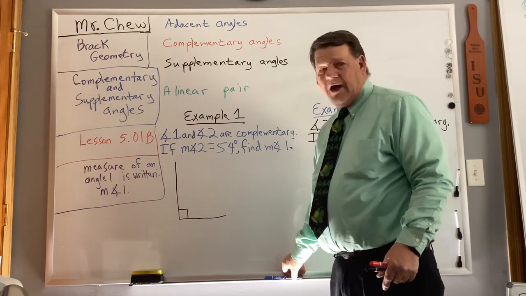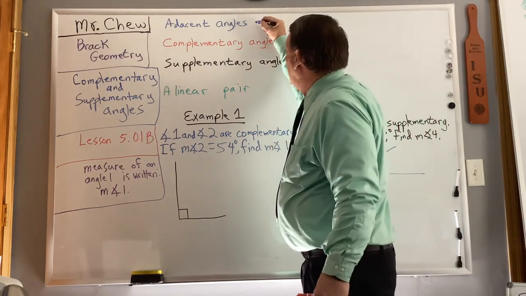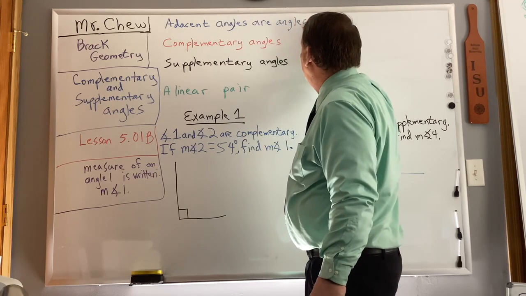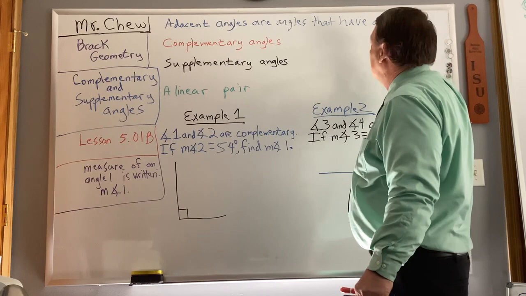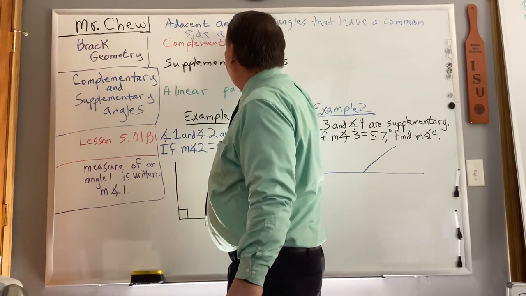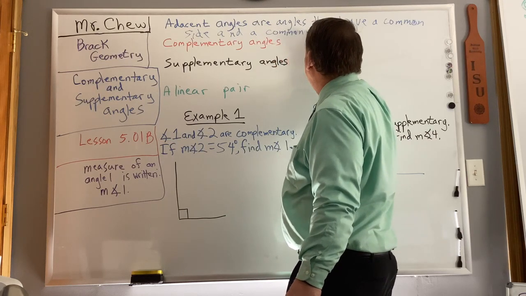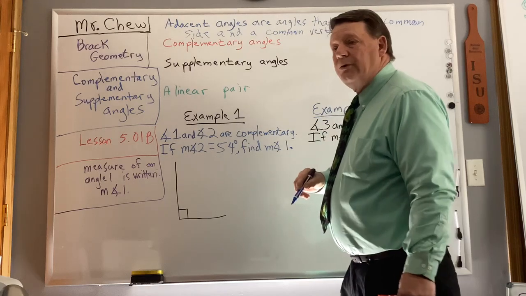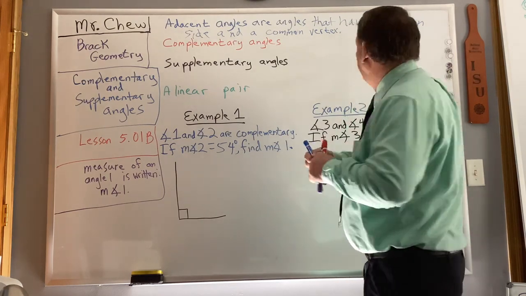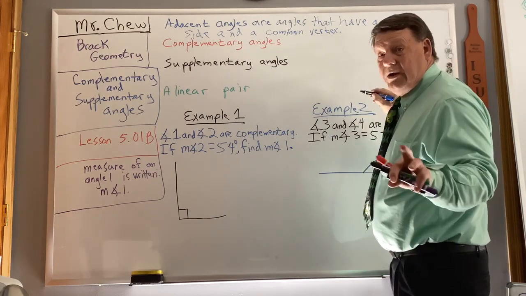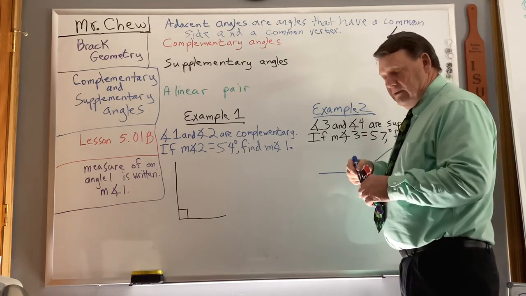So, let's define a couple things first of all. Adjacent angles are angles that have a common side and a common vertex. I'll draw a picture of one. So two adjacent angles, there is an angle there. And now I have two adjacent angles because they have a common side right here and a common vertex. Okay?